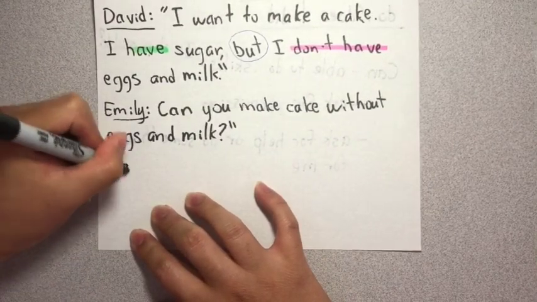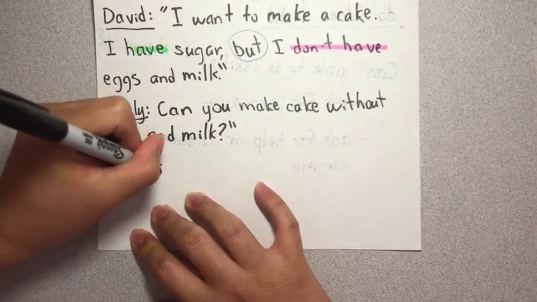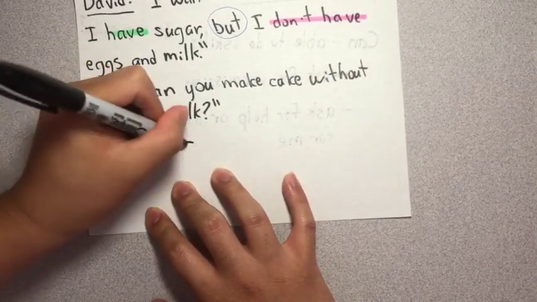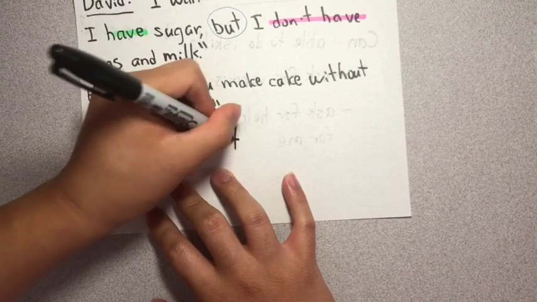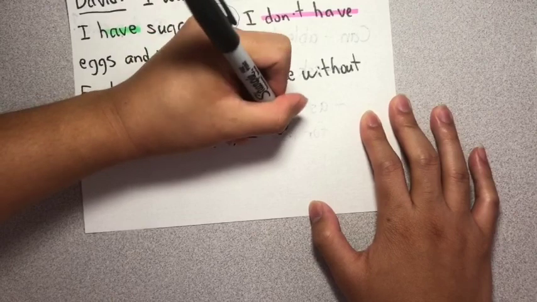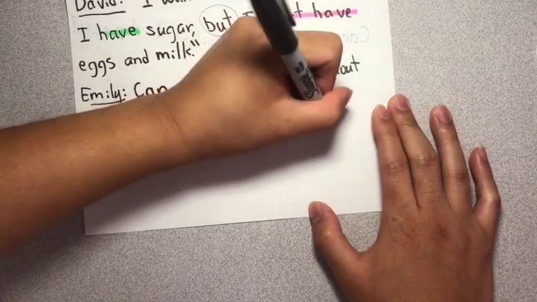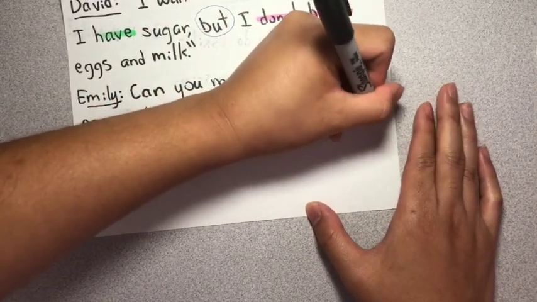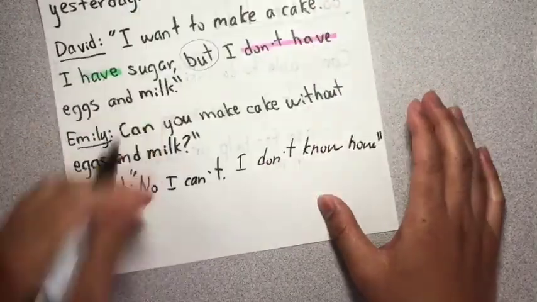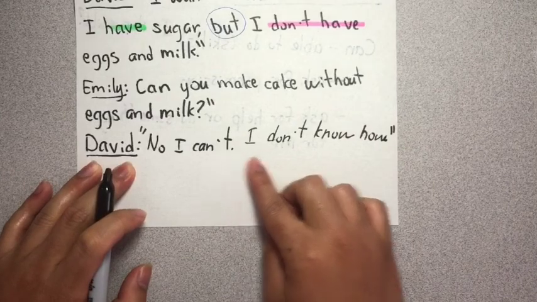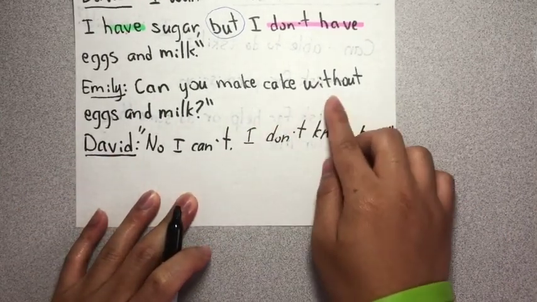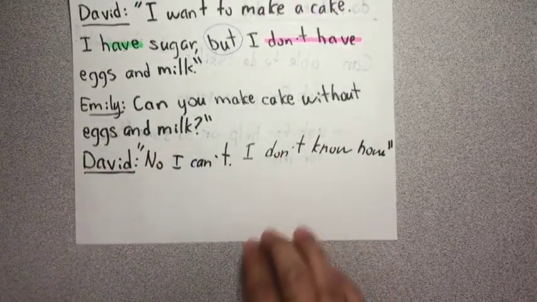So David says, no, I can't. I don't know how. David says, no, I can't. I don't know how. He doesn't know how to make cake without eggs and milk.